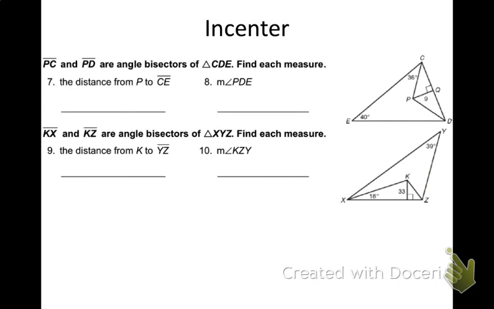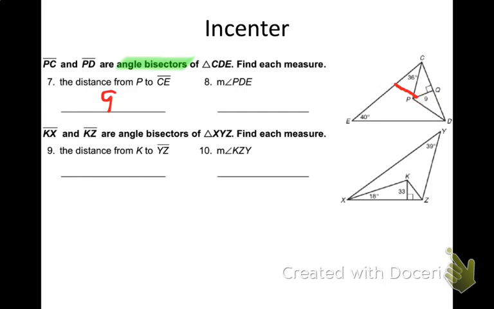Let's try number 7 here. I want to find the distance. PC and PD are angle bisectors. We're talking about angle bisectors. The distance from P to CE. So I want to find the distance from P to CE there. What do you suppose that distance is going to be, Austin? 9. Nice job, sir. That has to be 9. I know P to the other line is 9. So P to the other line has to be 9. They're all going to be the same, right?